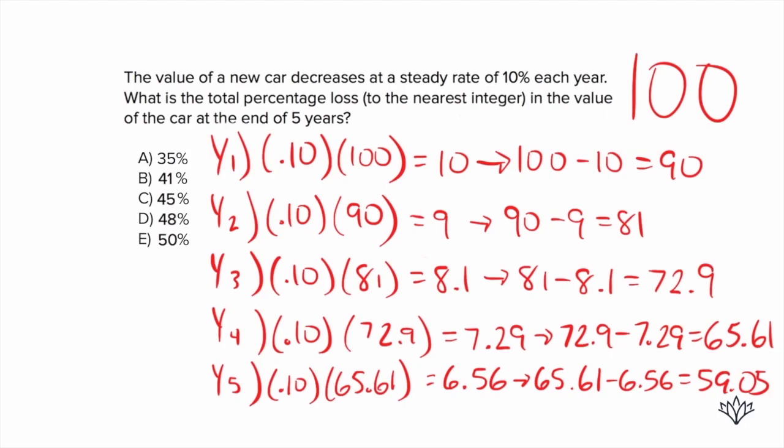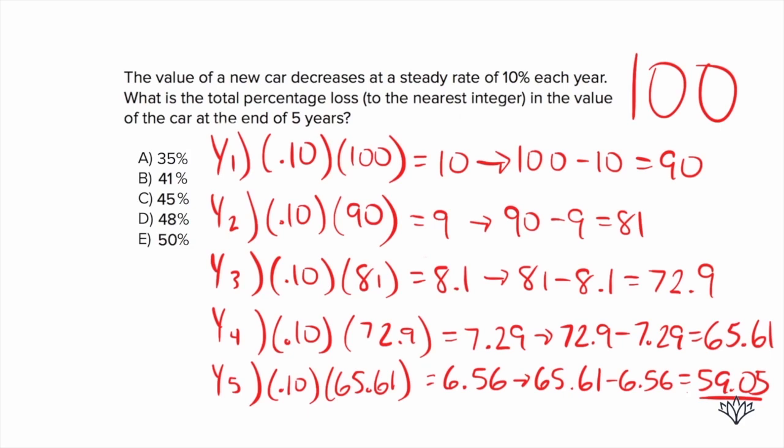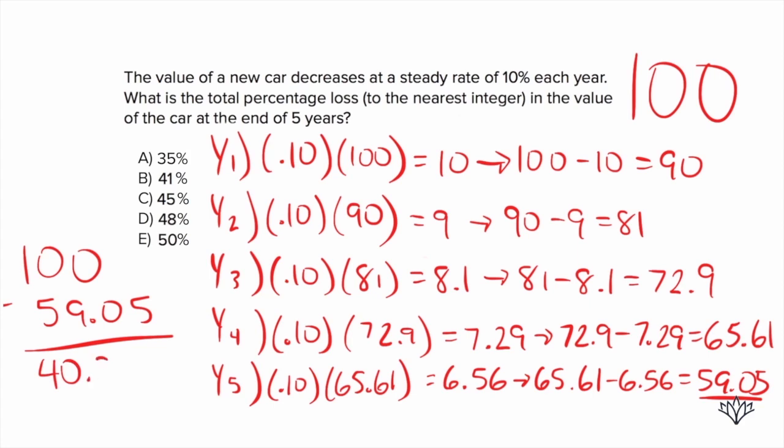And listen, some of these problems, what happens is it's just a little bit of tedious math that we just have to go through the steps. What's it asking? It's asking what's the total percentage loss in the value of the car at the end of 5 years. So what did we start with? We started with 100. What did we end with? 59.05. So all we do is subtract here, and what do we get? That gives us 40.95. What's the closest answer choice to that? 41.